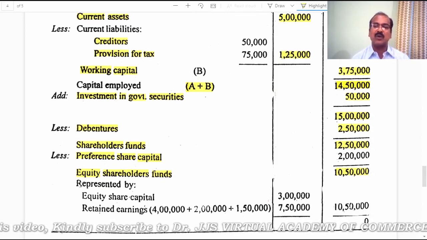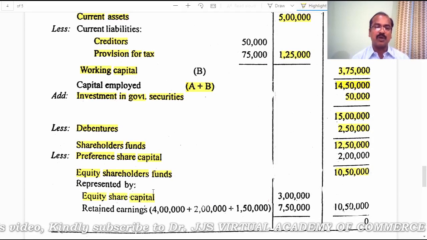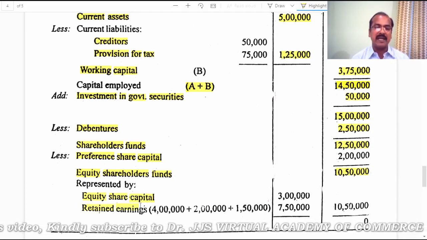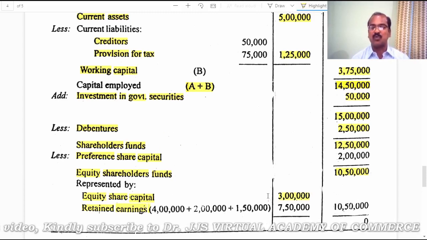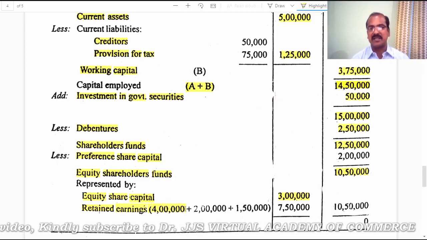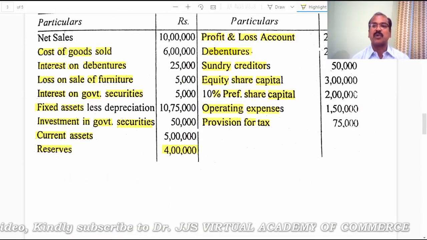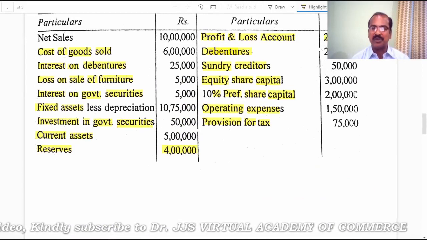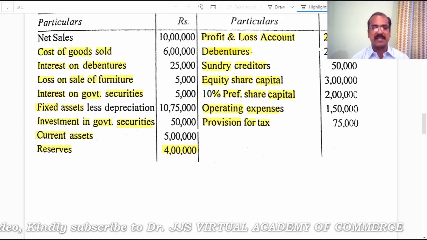Now, the equity shareholders' funds of 10,50,000 rupees is represented by equity share capital, reserves and retained profit. Equity share capital amounted to 3 lakh rupees, given in the problem. What is this 4 lakhs? This 4 lakhs is nothing but reserves. Now look at the problem. Reserve is 4 lakhs. Profit and loss account is 2 lakh rupees. This is the accumulated profit. So 4 lakh plus 2 lakhs comes to 6 lakhs.